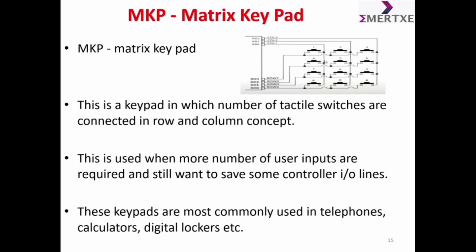Next, matrix keypad. A matrix keypad is a keypad in which a number of tactile switches are connected in a row and column concept. This is used when a larger number of user inputs are required and we still want to save some control input-output lines. The basic principle of a matrix keypad is that it repeatedly scans the keypad one column at a time. It sets the column to low. It then checks each row in the column for a low, which indicates a key press. These keypads are most commonly used in telephones, calculators, digital lockers, etc.